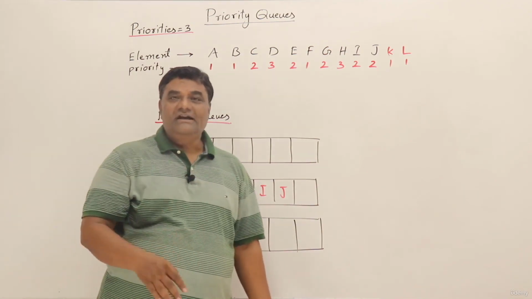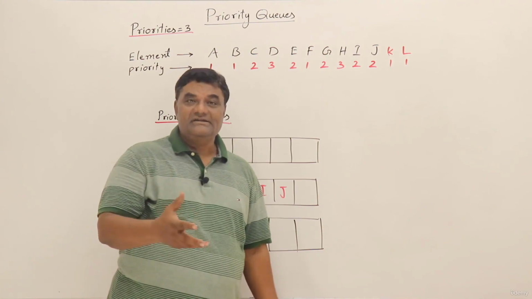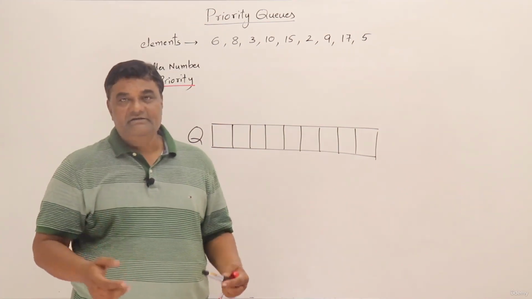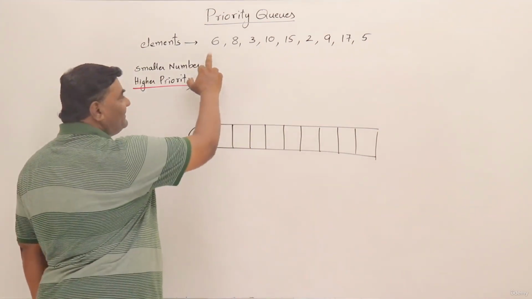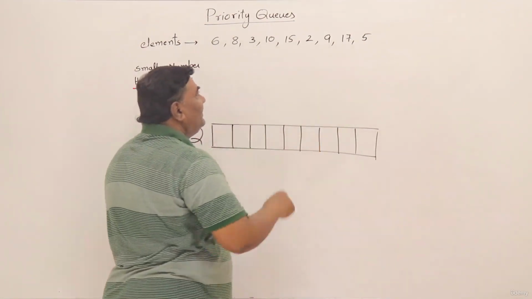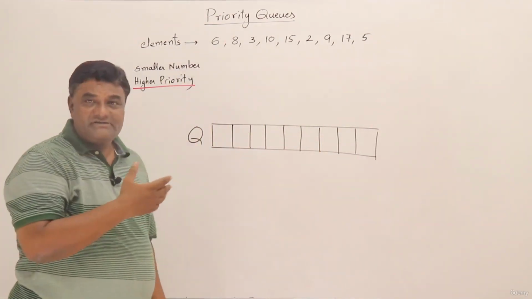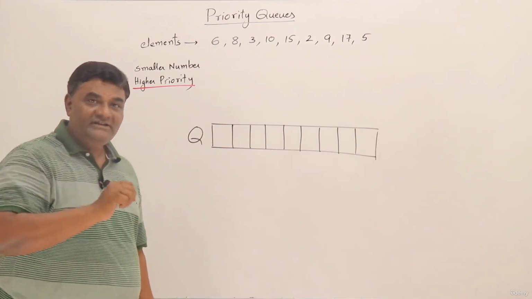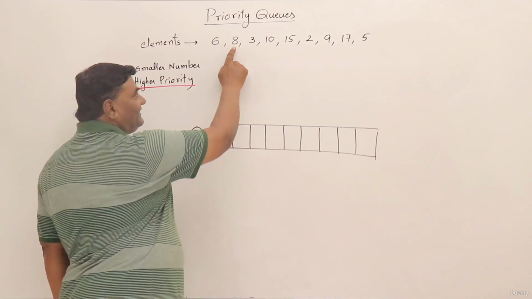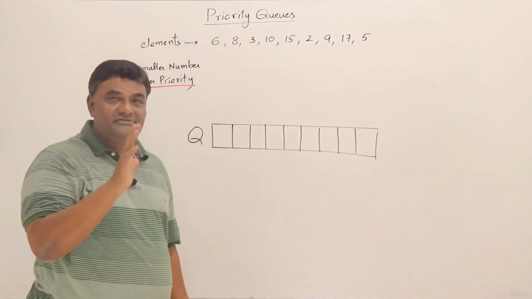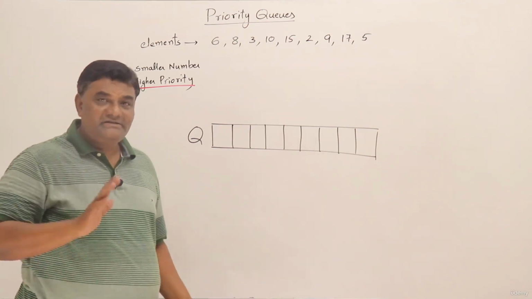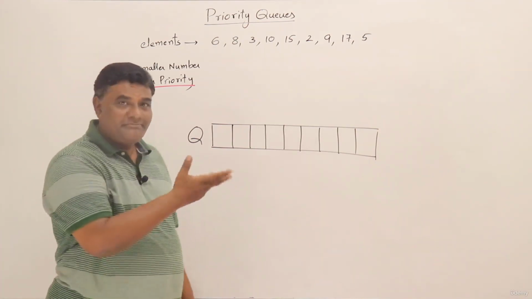Now next, let us look at the second method where every element is having its own priority. The element itself is a priority. For example, I have a set of elements 6, 8, 3, 10, and so on. The element is numeric, the number itself is the priority. So 6 is the priority of that element. And the second element's value is 8, so the priority is also 8. It means there are unlimited priorities. Priority can be anything.